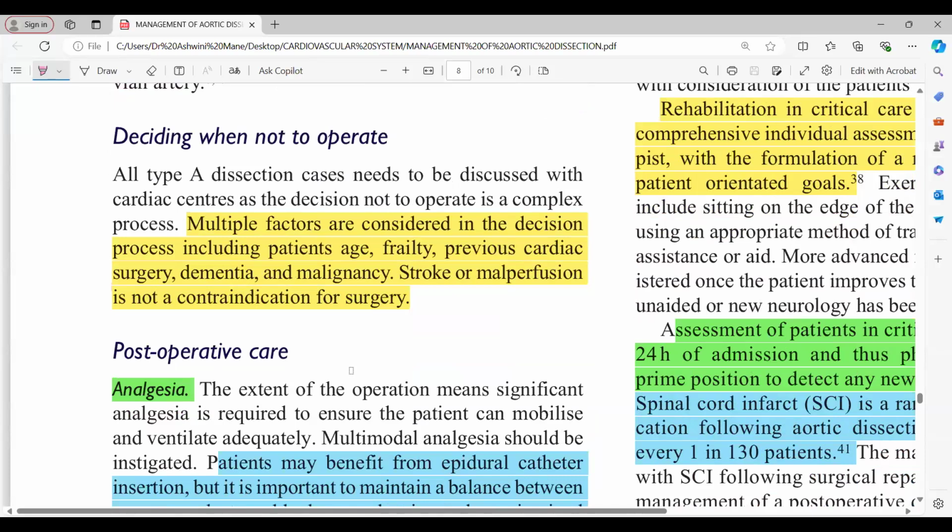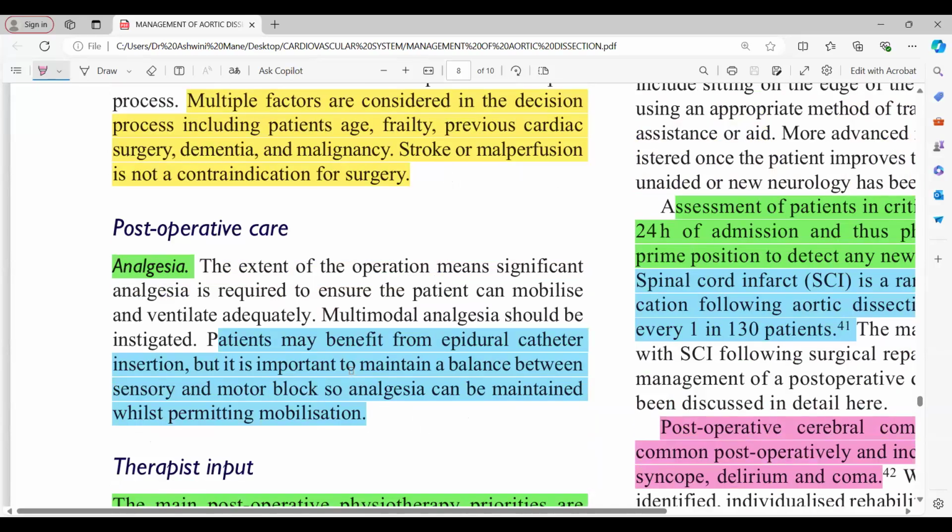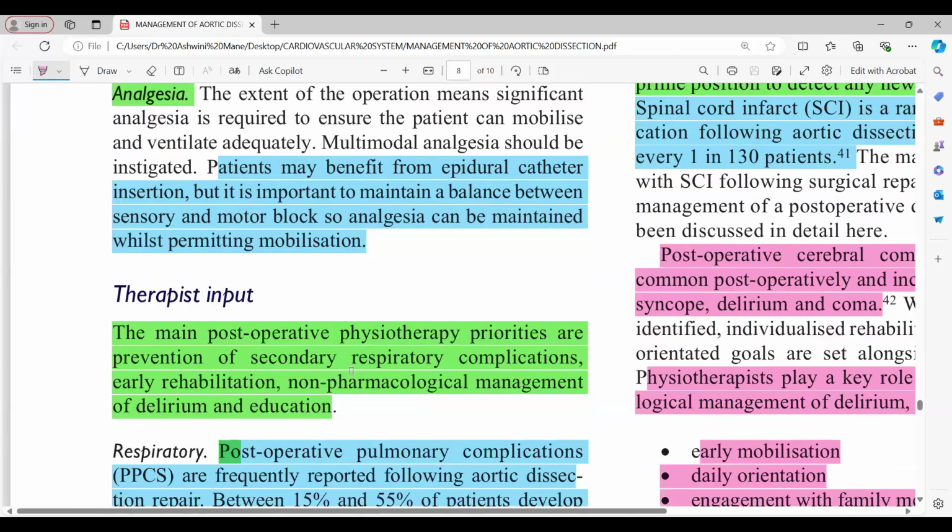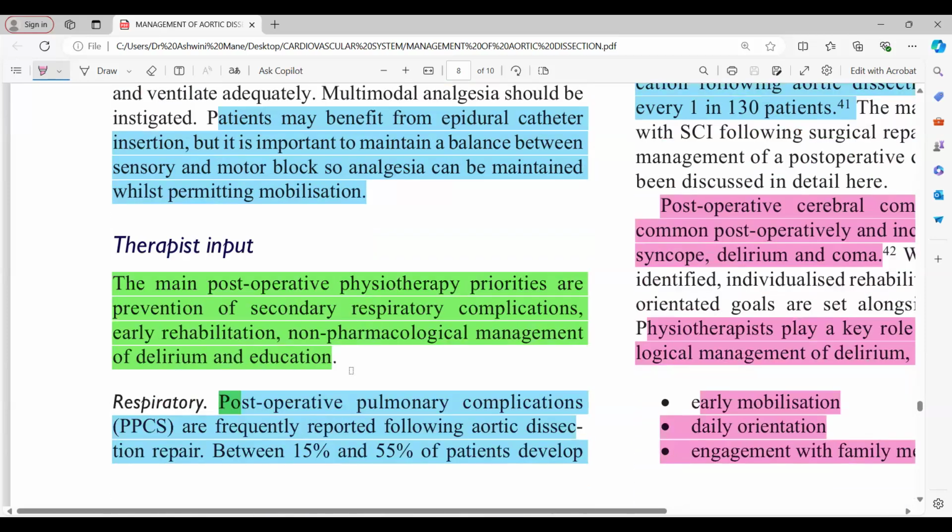Now, post-operative care. So first part is analgesia. Patient may benefit from epidural catheter insertion, but it is important to maintain the balance between sensory and motor block, so analgesia can be maintained while permitting mobilization. Then therapist input. The main post-operative physiotherapy priorities are prevention of secondary respiratory complications, early rehabilitation, non-pharmacological management of delirium, and education.